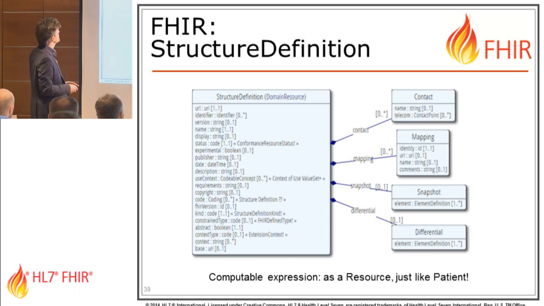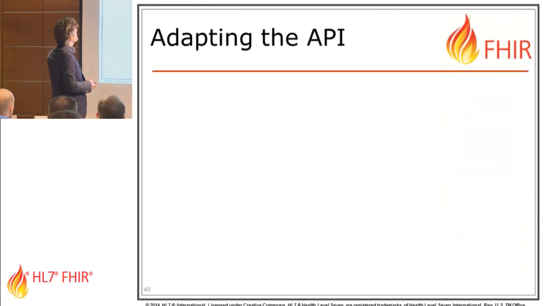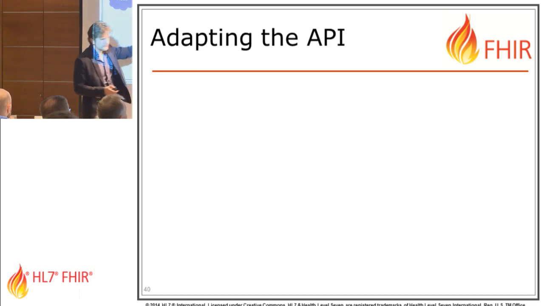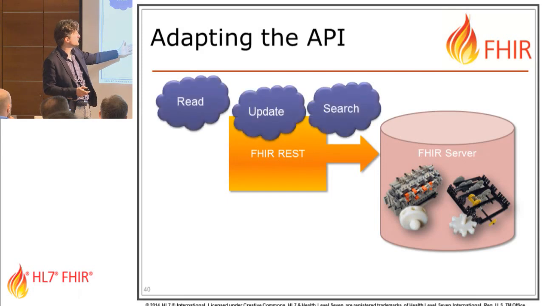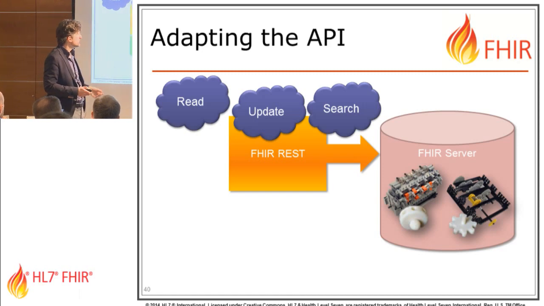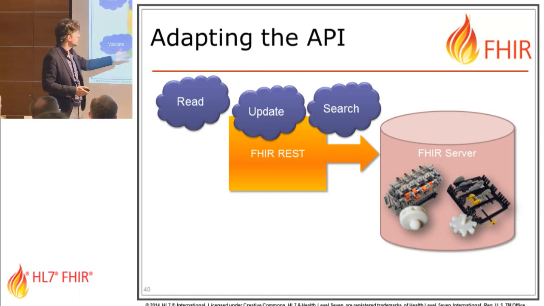There is a chicken and egg problem there, of course, but structure definition is about constraining data. I already said you can change the API as well. So, we describe in the specification exactly the FHIR REST, how you do read, how you do update, how you do search. That doesn't mean that you can't extend it. You can actually add more complex operations. Read, update, search is nice to do kind of CRUD behavior. But there's always more complex operations.